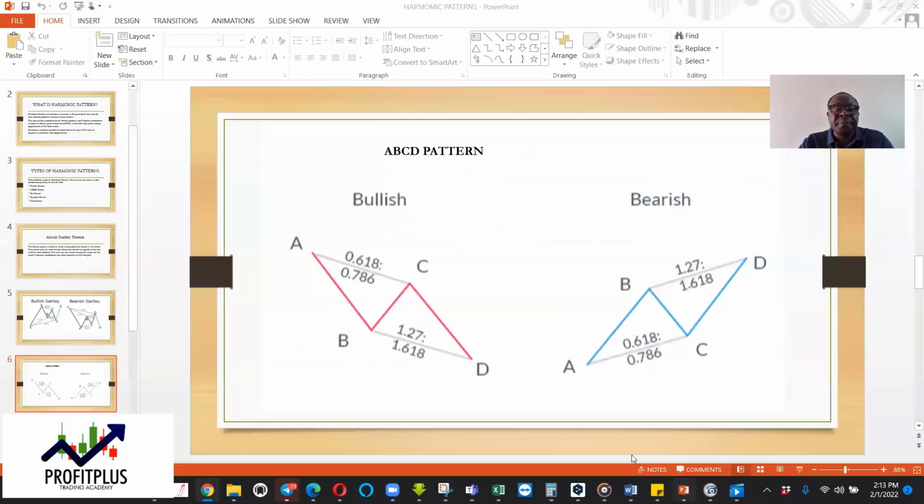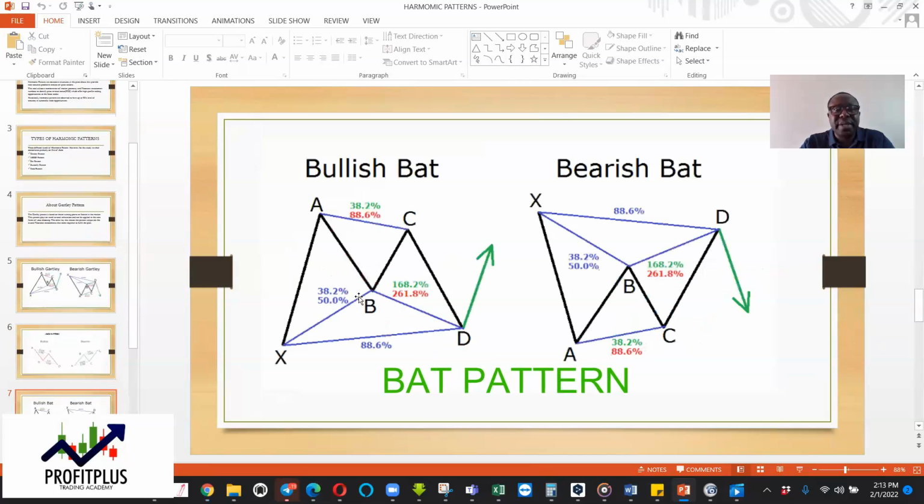We have here the ABCD pattern, and we have two types of it: the bullish ABCD pattern and then the bearish ABCD pattern. Bear in mind, the bearish forms in a bearish trend, while the bullish forms in a bullish trend, in an uptrend. All right, so we move to the next slide.